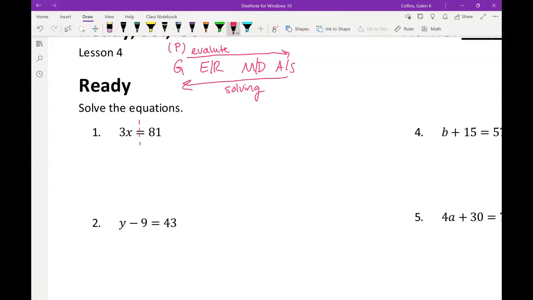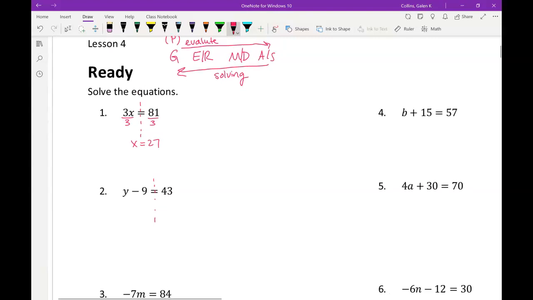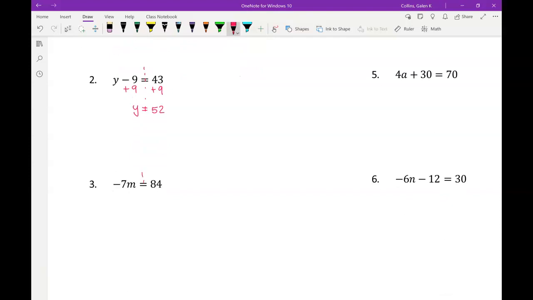All right, so in number 1, there's no addition or subtraction to undo, but we do have 3 times x, and we can undo that multiplication with division, and we get x equals 27, since 81 divided by 3 is 27. In number 2, I want to isolate my variable y. I have subtraction, and I undo subtraction with addition. So by adding 9 to both sides, I could solve the equation and get that y equals, let's see, 43 plus 9 is 52.